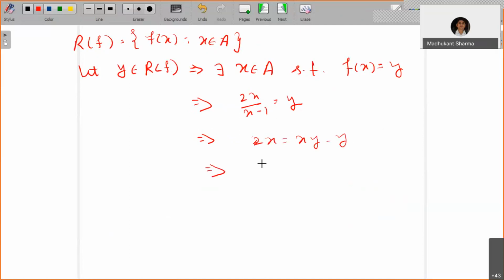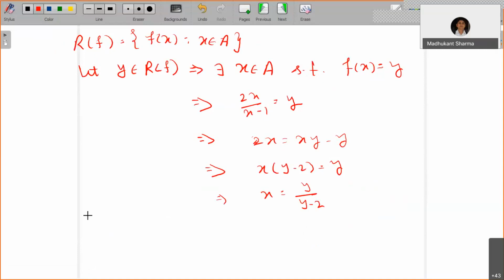So this implies x times (y minus 2) is equal to y. This implies x equals y upon y minus 2. So the function is well defined for every y except for y equals 2.